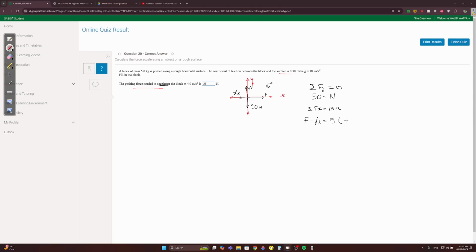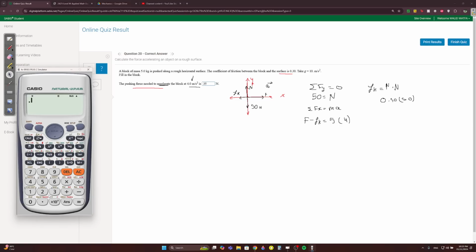I did something wrong. No? Oh, yeah, the acceleration is given, 4. I don't know how I didn't see that. Yeah, 4. Okay, so F minus Fk. What is Fk? Fk is equal to mu N. The reason you need to do the first step is so you know what N is. Mu is 0.3. N is 50. You can't just simply say 0.3 times 50. You have to show the corrector that 50 is equal to N. 0.3 times 50, you get 15. So Fk is 15. So F minus 15 is equal to 20. So you get F is equal to how much? 35. Very simple.